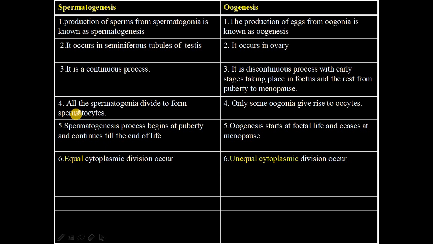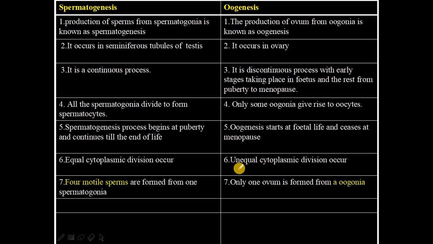In spermatogenesis, the cells have equal cytoplasmic division, or there is equal distribution of cytoplasm in each cell. So all the 4 sperms that are formed from a single spermatogonium are equal in size and shape. Whereas in oogenesis, the cytoplasmic division is unequal. That's the reason we see the secondary oocyte and ovum being larger and the polar bodies being smaller. From one spermatogonium, 4 motile sperms are formed in spermatogenesis. But in oogenesis, only one ovum is formed from an oogonium.